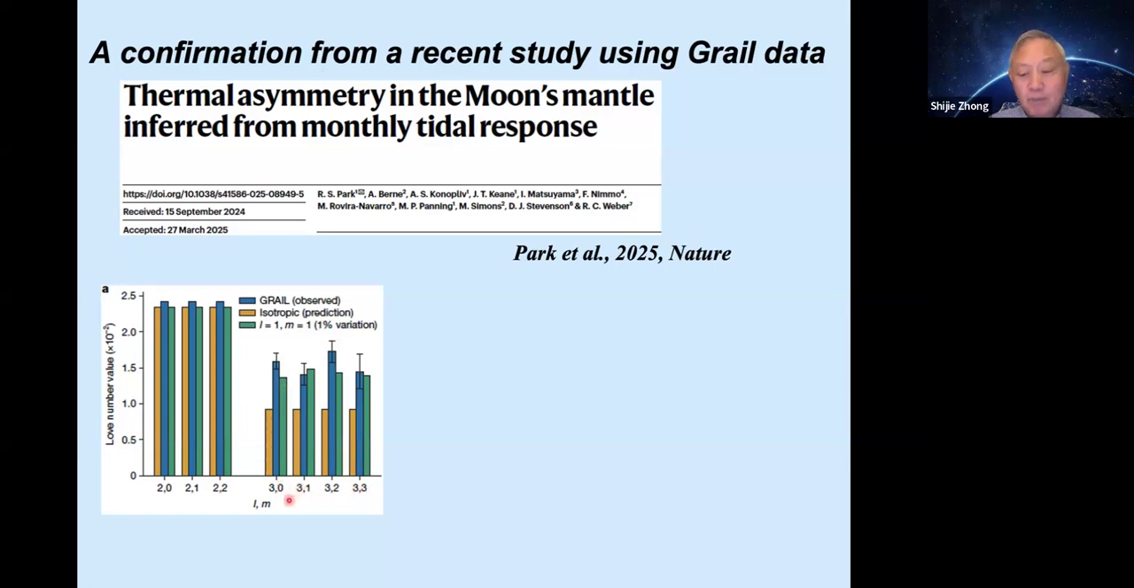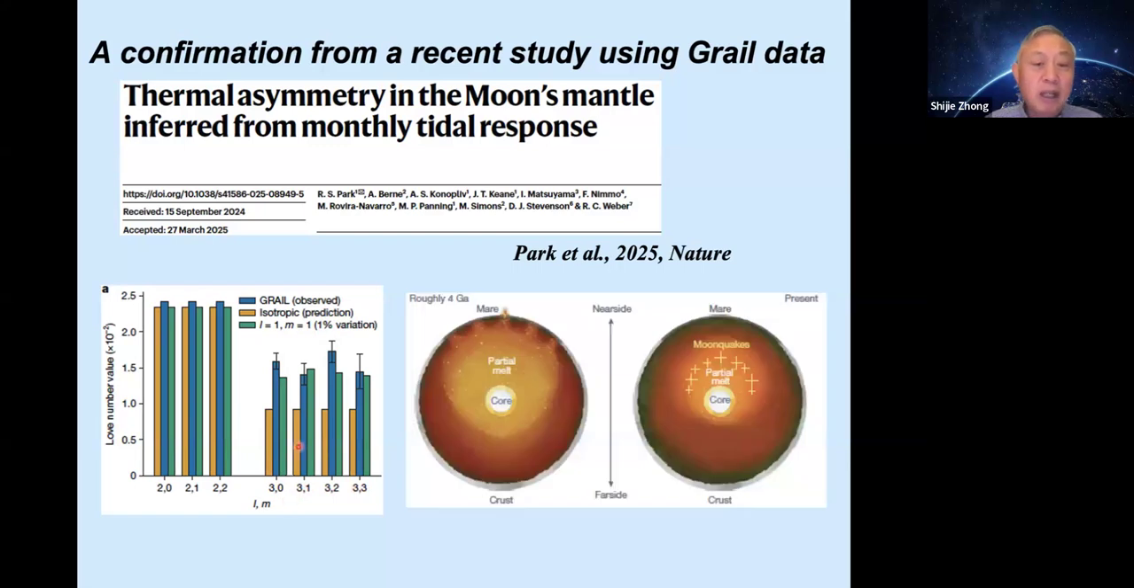They came up with a model saying that 4 billion years ago, the near side produced mare basalts, and this side was hot, with partial melting. Then in the present day, this side still remains hot, with the near side below the mare basalts, and there are also a lot of deep moonquakes occurring here. So in a way, this provides a confirmation of what we proposed. This just happened; the paper was published last week in Nature.